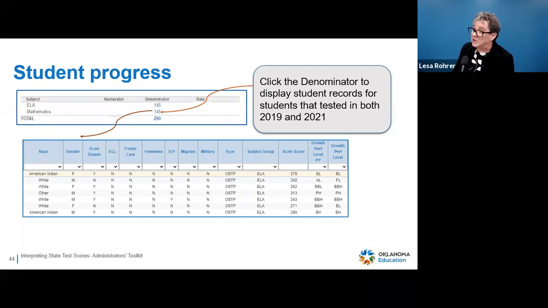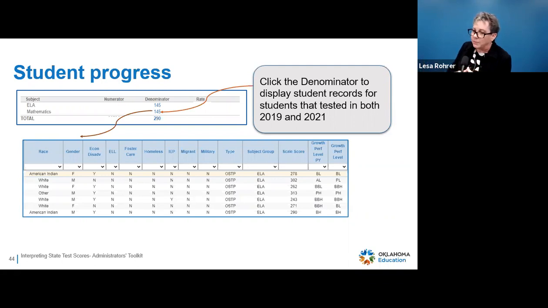Again, click on the denominator. When we click on the denominator, it opens a spreadsheet. It identifies all of the students that met this criteria. The criteria being that they had a score in 2019 and they were in either grades 3 through 8, and they had a score in 2021 and they were in either grades 4 through 8. So our third graders that tested in third grade in 2019 became that fifth grader that's testing in 2021.